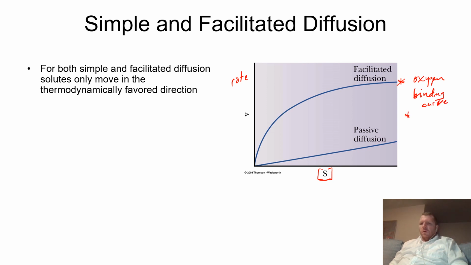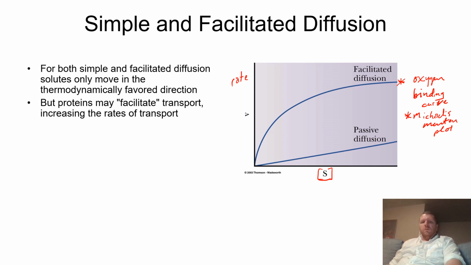and we've seen our Michaelis-Menten plot. If you think about facilitated diffusion, our oxygen binding curve was a relationship between a protein's ability to bind oxygen and at what point it was saturated. And if you think about this similarly to a Michaelis-Menten plot, what concentration of our substrate saturated our enzyme so that it couldn't go any faster?